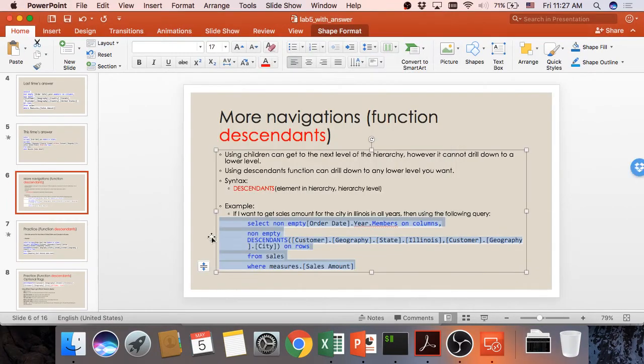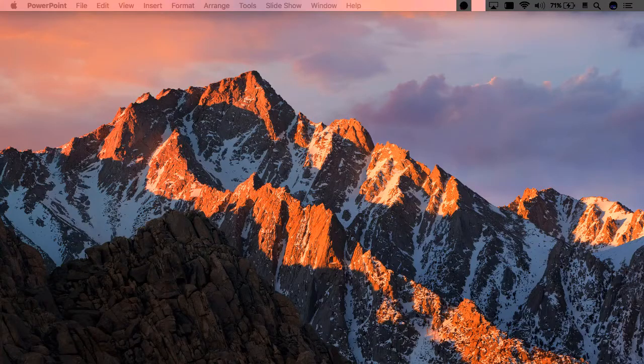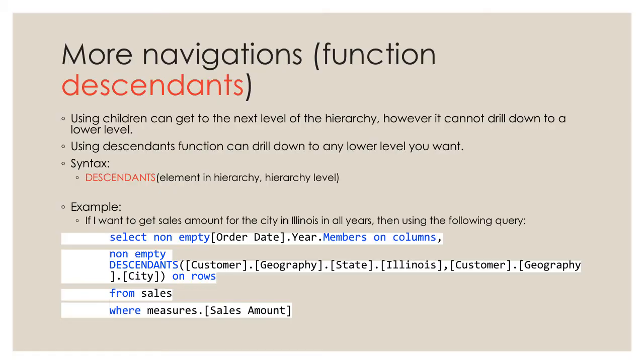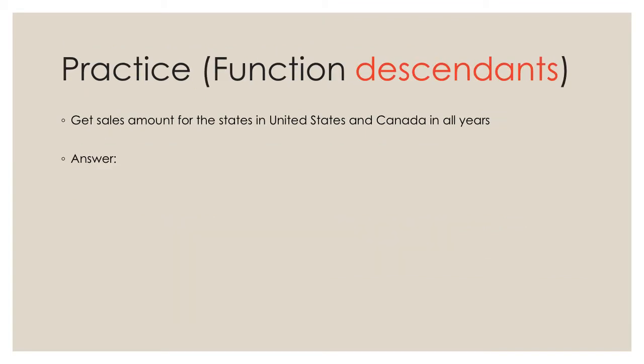Let's try using the same thing for a different query, using the function descendants. Get sales amount for the states in the United States and Canada in all years. This is the same thing as we did before, but now I want you to use descendants rather than children.